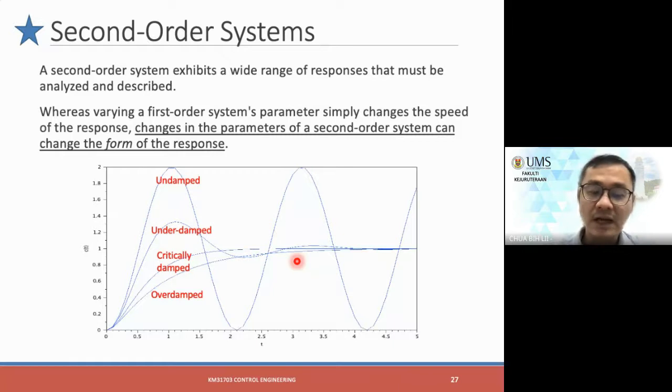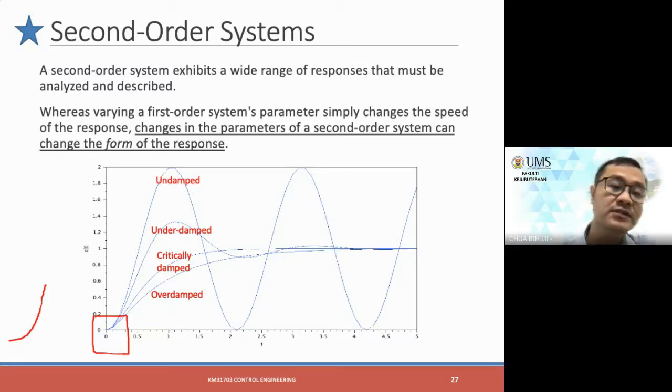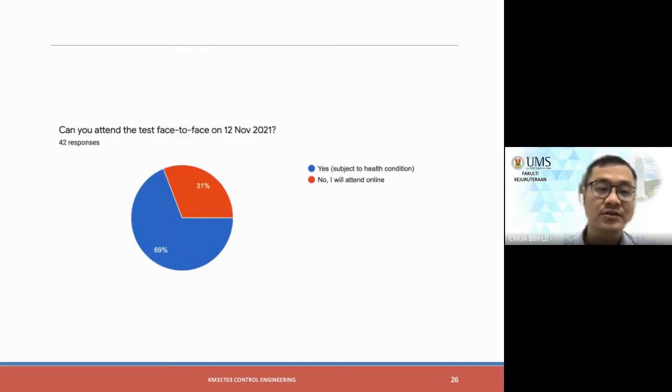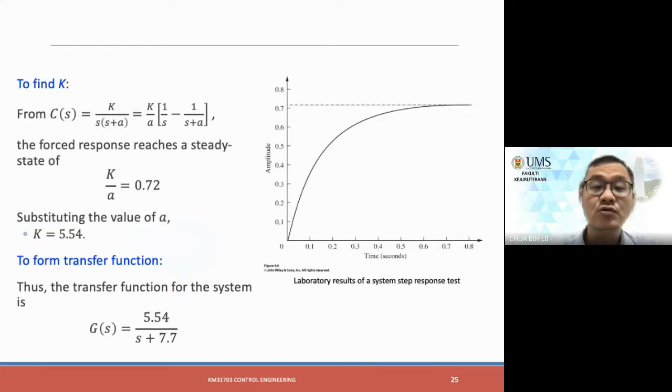But how can we distinguish whether this time response is first order or second order, even though there is a similarity between them? You have to look at the beginning. If you start with something like a sine curve, it will curve like this, whereas for a first order system, it will just go up like this.